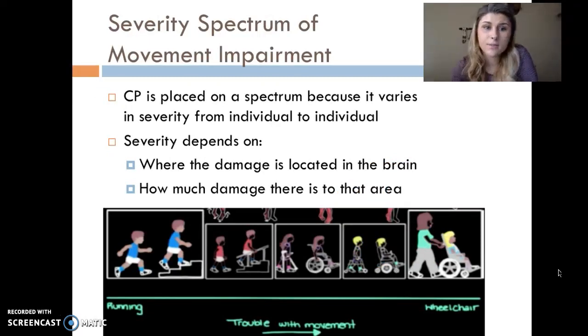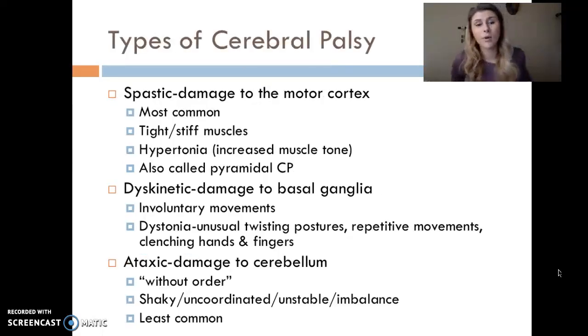There's a spectrum of movement impairment. Some people can walk with little to no assistance. They just have a few small problems. But at the other end of the spectrum, they have a lot of movement impairment and have to use a wheelchair to get around. It varies in severity from individual to individual, and the severity depends on two things: where the damage is located in the brain, and how much damage there is to that area.